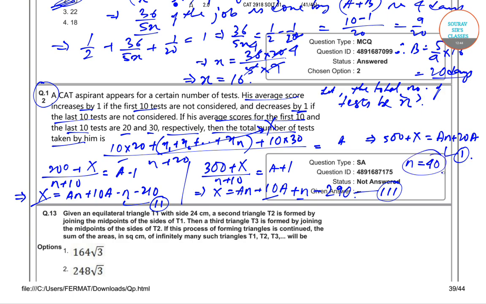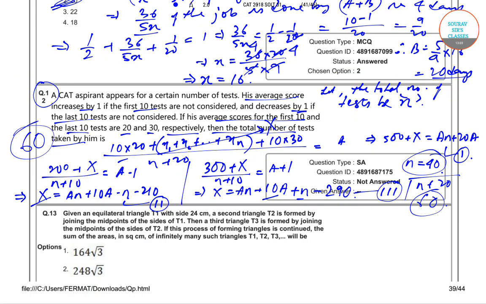So how many total tests will there be? Therefore, n plus 20 will be the total tests. So this will be n plus 20, 40 plus 20, 60 is the number of total tests that was given by the CAT aspirant.